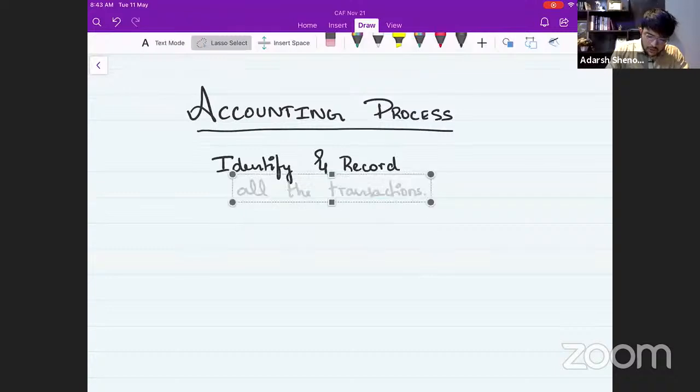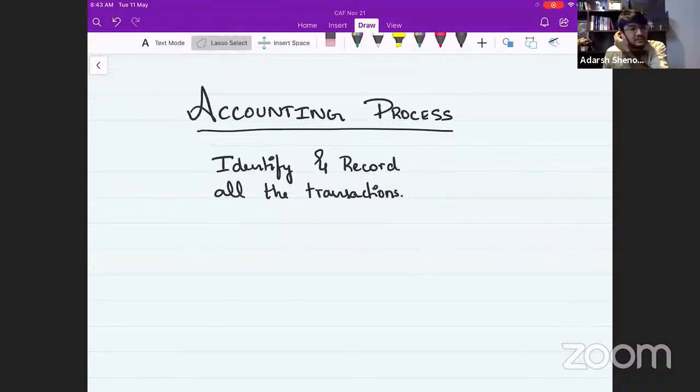Okay, so this is what we have to do. We have to identify and record all the transactions relating to the business. In the books of the business, you can write on the business transactions. So this is step 1 in the accounting process.